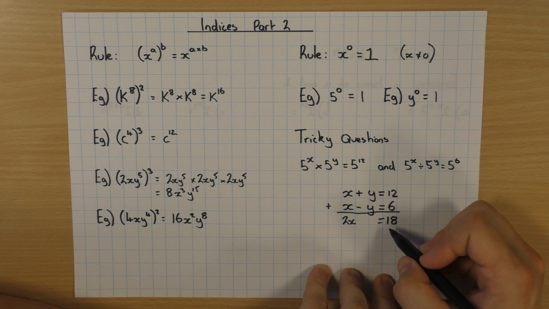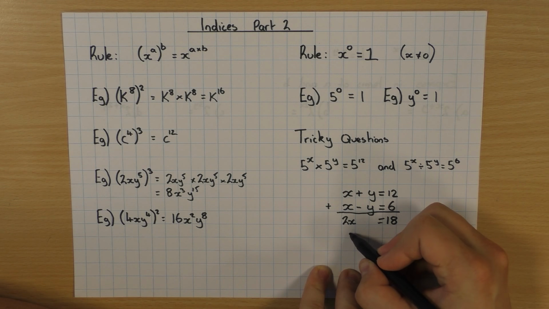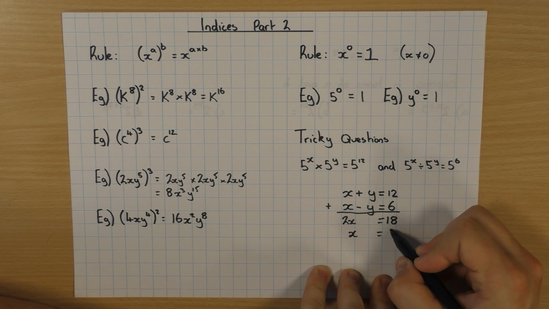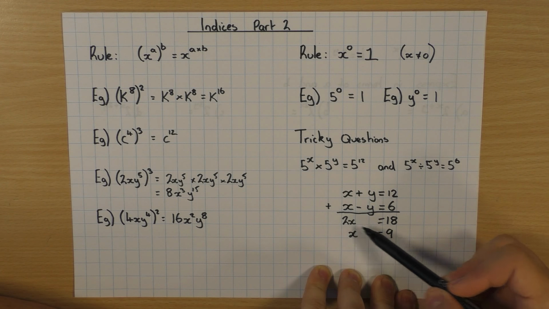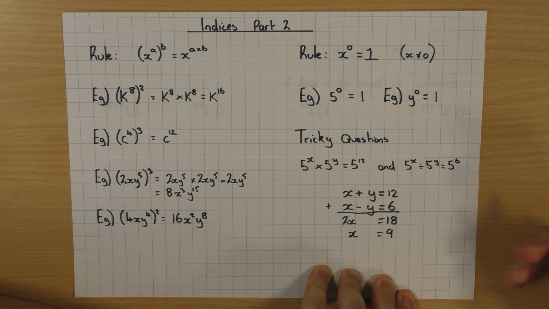A little bit of rearranging. If you want to, divide both sides by 2, or hopefully you can just spot it. The x must be 9. Okay, so you can divide by 2 both sides if you want to, but 2 times what gets you 18? Well, x must be 9.